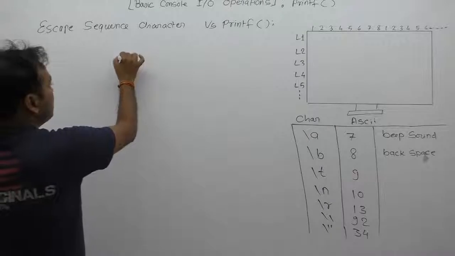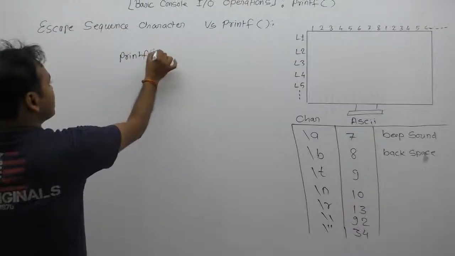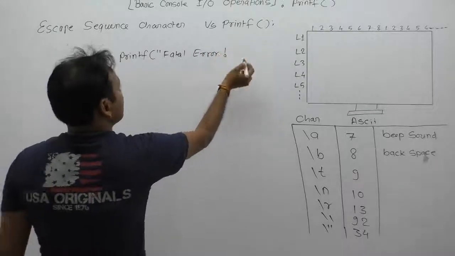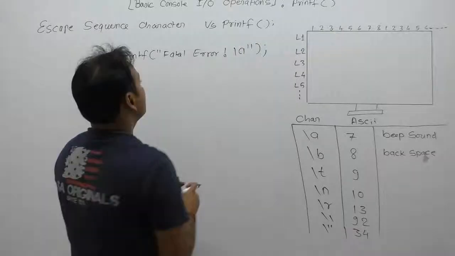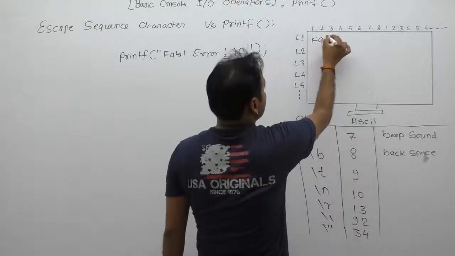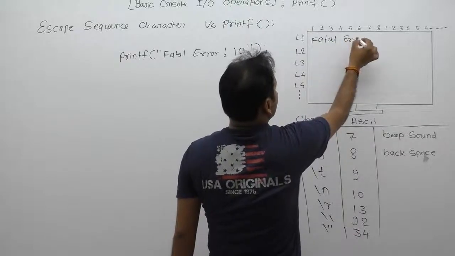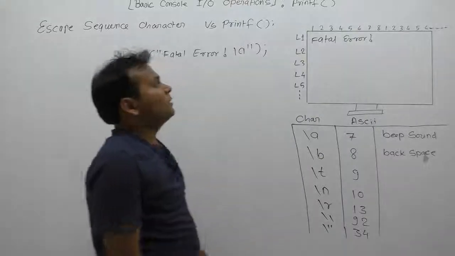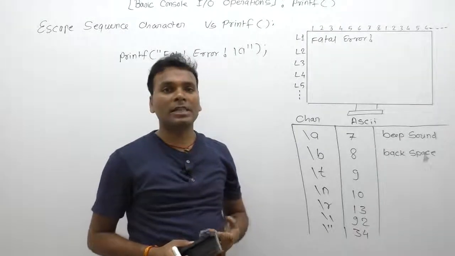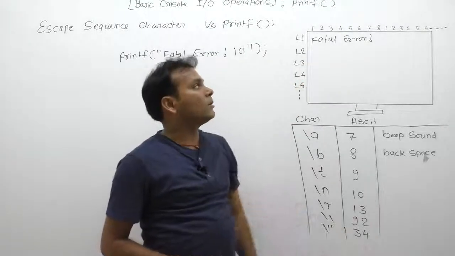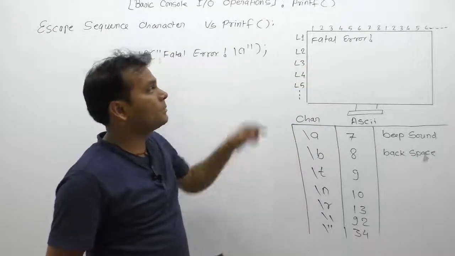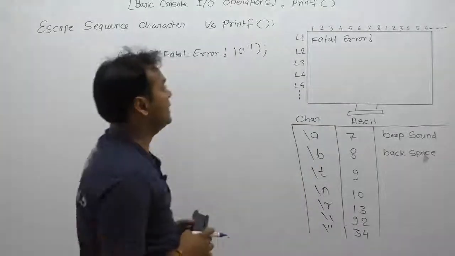Like the previous message, we are displaying printf of fatal error followed by \a. What is the output of this printf function? Here this printf will display fatal error. Since \a is not a printable character, it is a non-printable or escape sequence character, therefore it is not displayed here. According to \a, simply a system sound is generated. Whenever this printf function is executed, it prints the message, and after printing, it generates a system sound, nothing else.